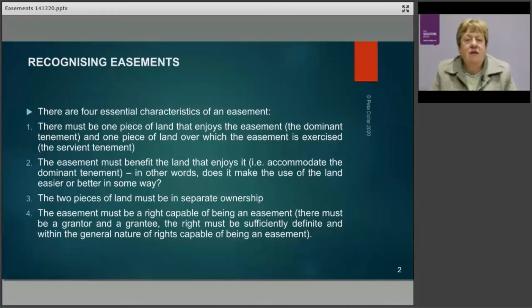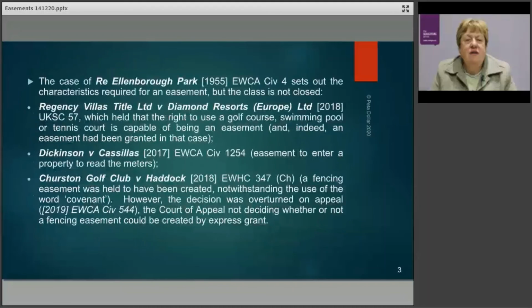Thirdly, the two pieces of land must be in separate ownership. And finally, the easement must be a right capable of being an easement. Now, those four characteristics were set out quite some time ago now, in 1955, in the leading case of Re Ellenborough.